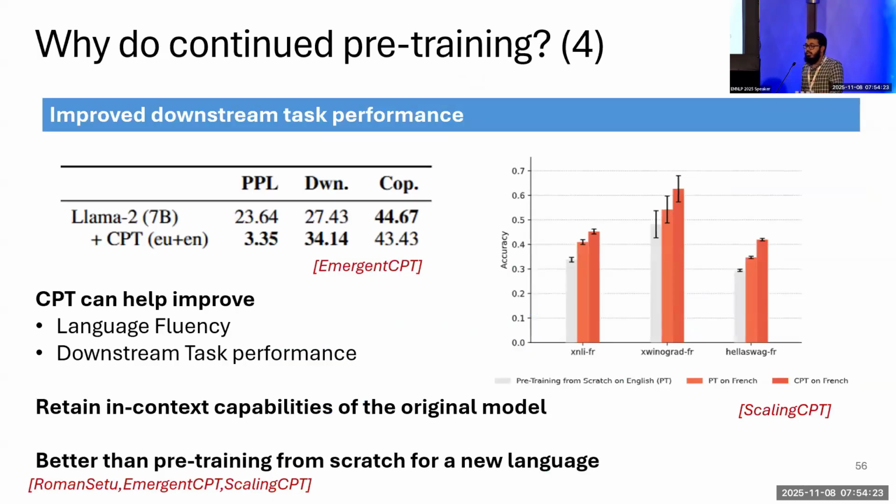Finally, you also want improved downstream performance because that's your ultimate aim. You want the model to perform well in your downstream tasks. So if you look at the plot here, the gray bar is pre-training from scratch on English. The bar after it is pre-training from scratch on English plus French. Whereas the final one, the highest one, is a model that has been continually pre-trained on top of English, and that has the best performance as compared to other variants. So in some sense, you're able to retain the in-context capabilities of your original English model, and that is better than pre-training from scratch.